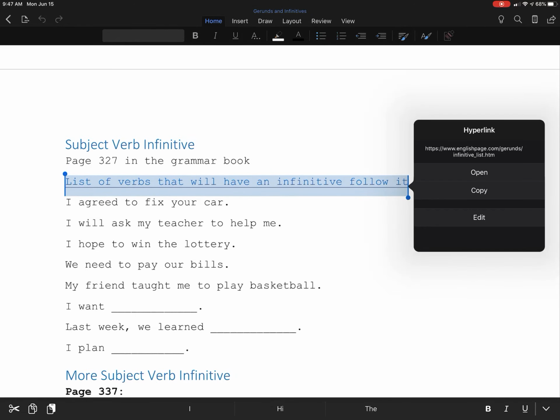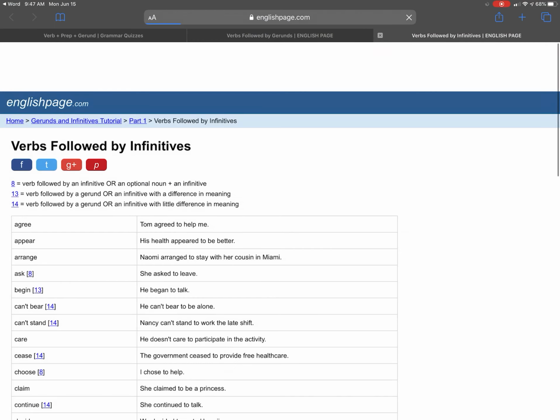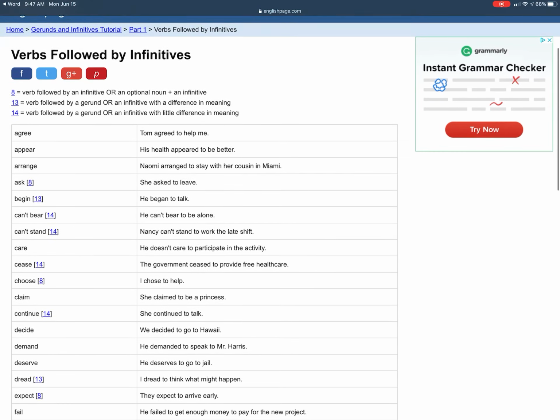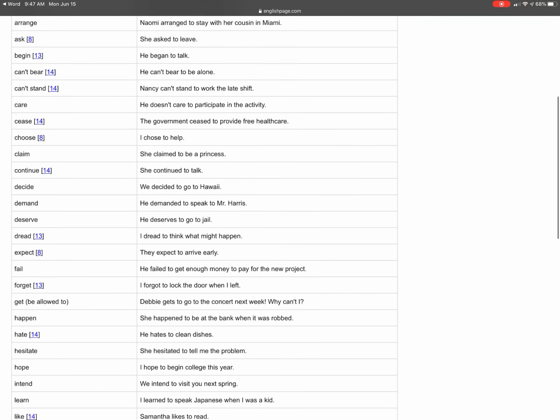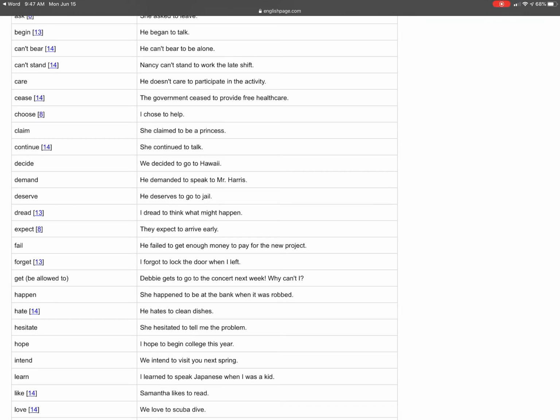And here's another list that we can look at. Hope. I hope to visit California. I hope to get a good grade. After hope, we can only say an infinitive, to plus another verb. I learned to speak. I learned to cook. I learned to play. I learned to drive. After learn, we can only use the infinitive.